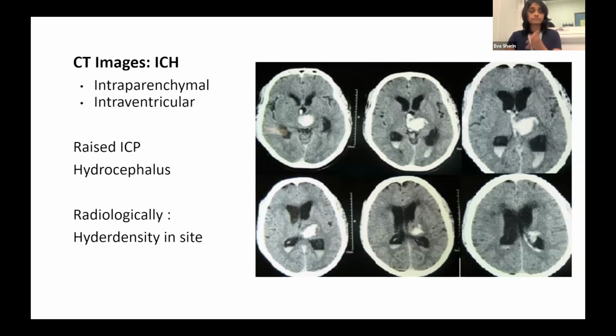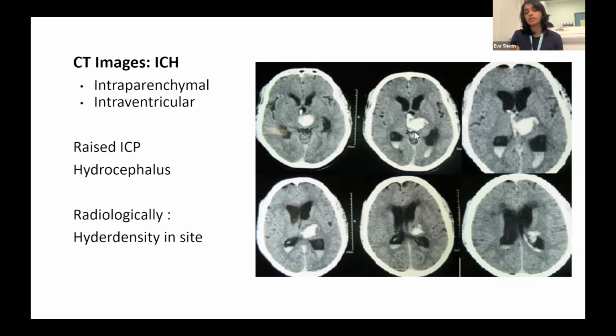And the chances that an intracerebral hemorrhage like this raises the ICP is quite high, because it goes into the ventricles, it blocks the flow of the ventricles, and then the patient easily develops a hydrocephalus, which is dilatation of your ventricles because of raised intracranial pressure. Radiologically, it's very easy to pick up.